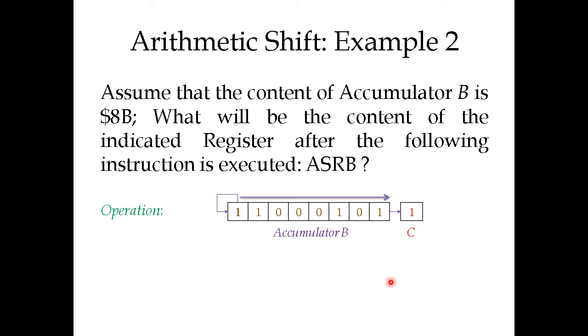So the answer, after we are done with this instruction, what is the content of accumulator B? My answer is C5, right? How do I know it? Look at this. This is my C, 1100, that is C, and 0101, that is my 5. So that is what I got from here. Any question?